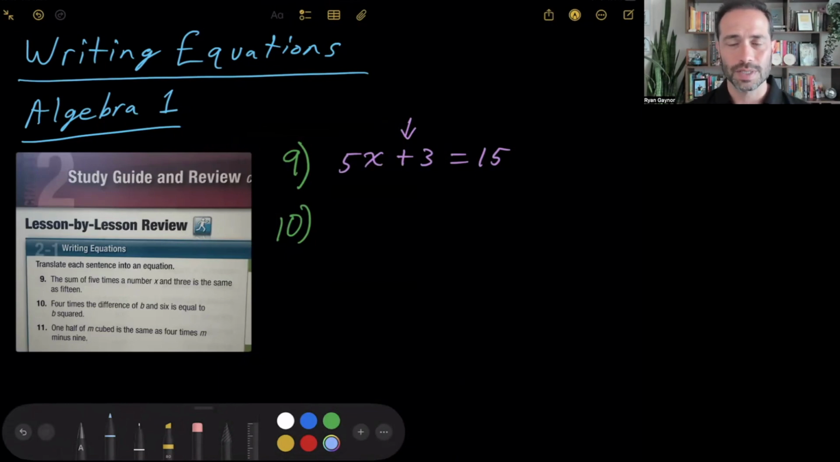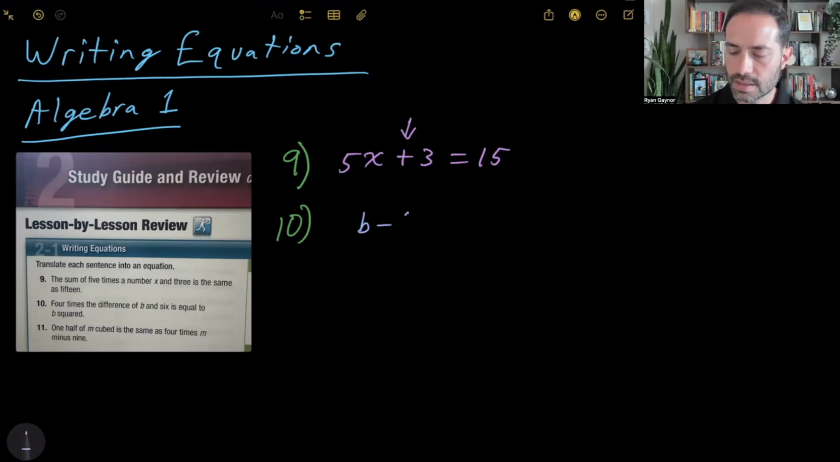So the difference means the answer to a subtraction problem. So it says the difference of b and 6. The difference of b and 6. So again, difference is the answer to a subtraction problem. So we just write b minus 6. So let's put that part first. b minus 6. Okay, now let's go back to the beginning.